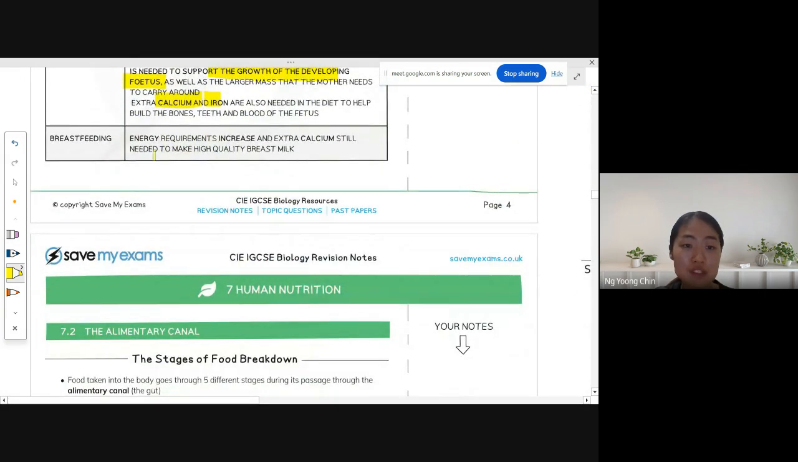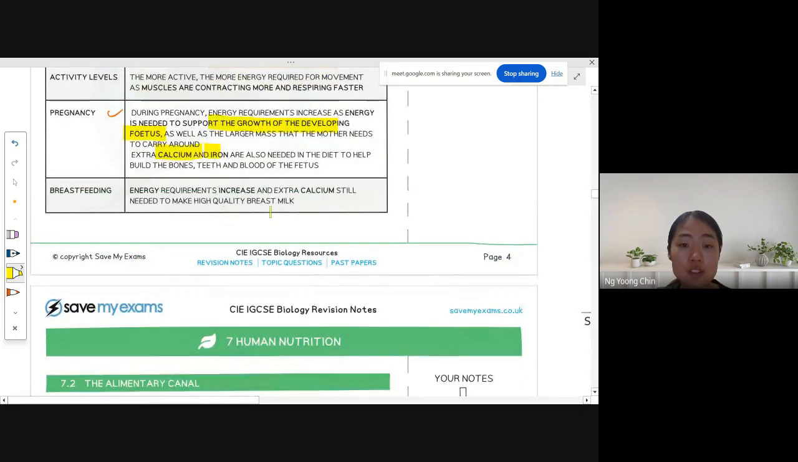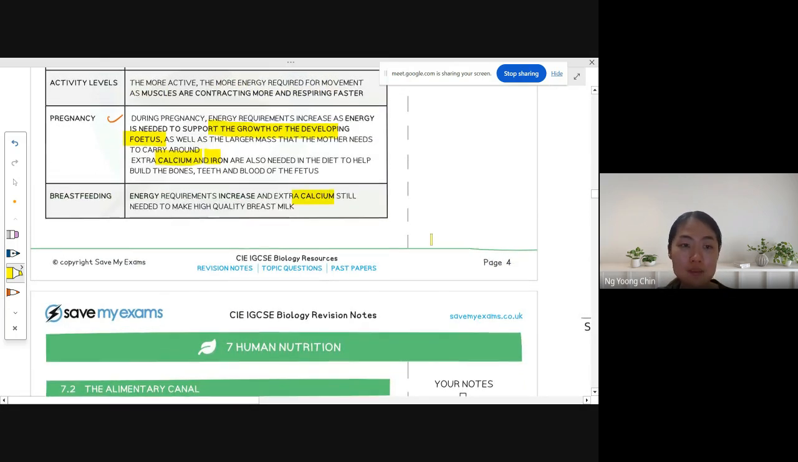And then the breastfeeding mothers, the energy requirement increases, and the extra calcium is still needed to make high quality breast milk. Yeah, so pregnant women also require an additional supply of calcium.